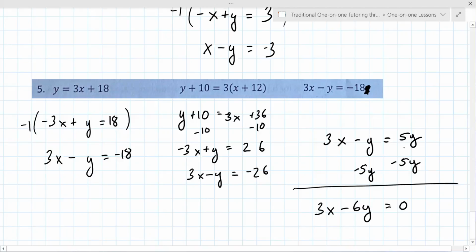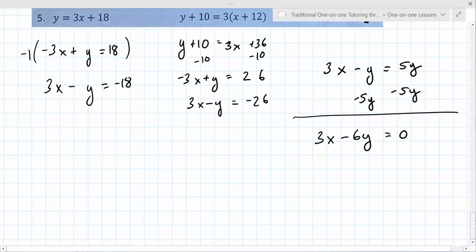Now the thing that maybe is uncomfortable is you're used to having a number here, but 0 is a number. Okay, and it's reasonable. So that is technically a correct answer. Yes, but it's not reduced. So you have to divide both sides by 3, so 3x minus 6y becomes x minus 2y equals 0. Yes.